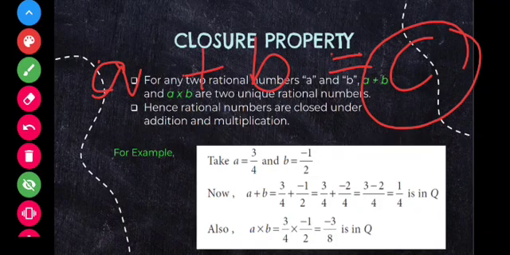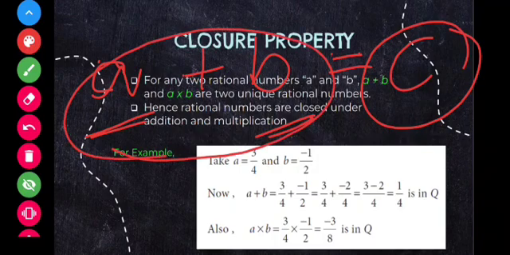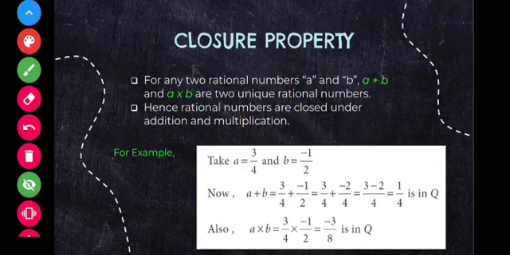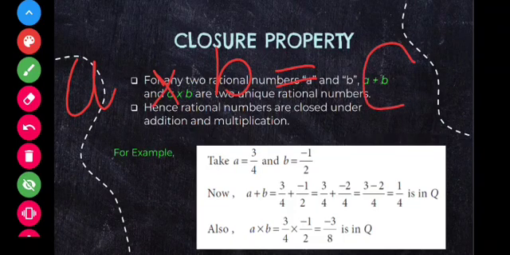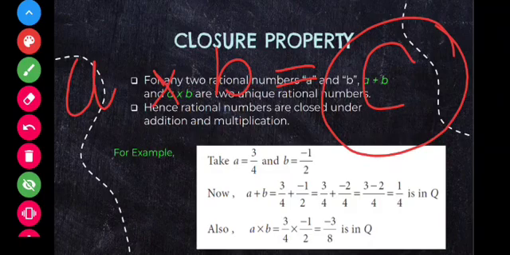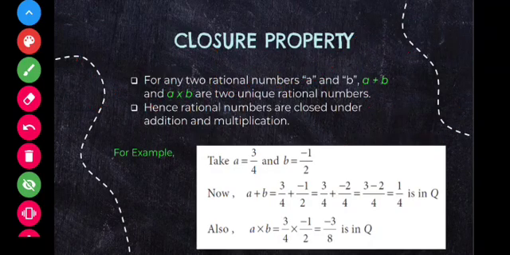If you have a rational number a and a rational number b, and you add both the rational numbers, the answer you are getting will also be a rational number. Same goes for multiplication also. You have a rational number a, you have a rational number b, you multiply both the rational numbers, you get a rational number c. This is also a rational number. Hence rational numbers are closed under addition and multiplication.